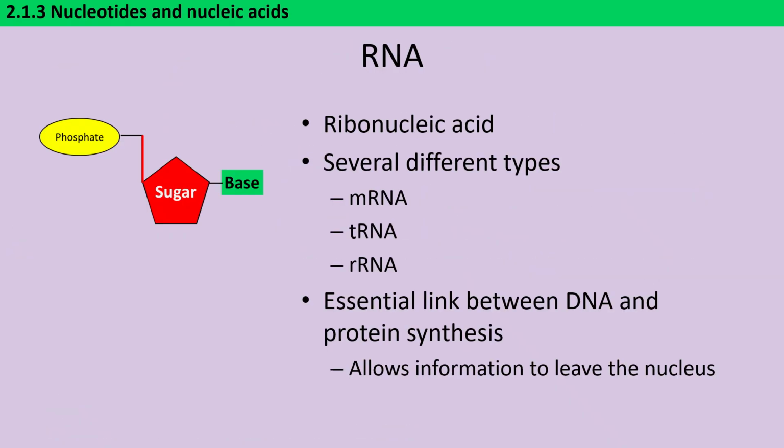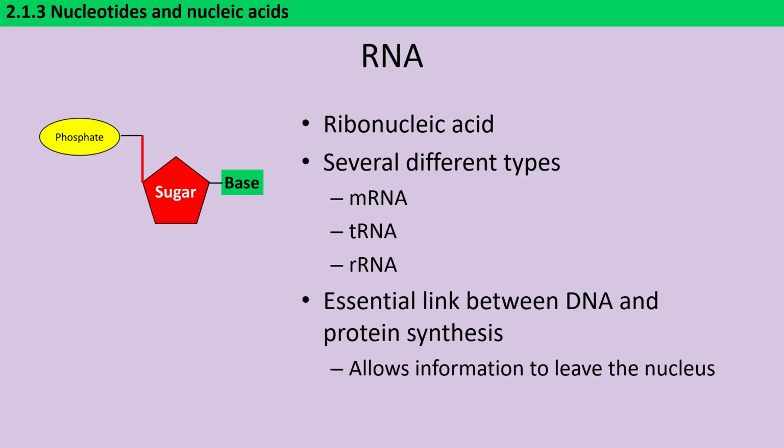RNA stands for ribonucleic acid, and unlike DNA, there are several different types. The 3 that you need to know about are mRNA or messenger RNA, tRNA or transfer RNA, and rRNA or ribosomal RNA. RNA provides the essential link between DNA and protein synthesis because it allows information to leave the nucleus.